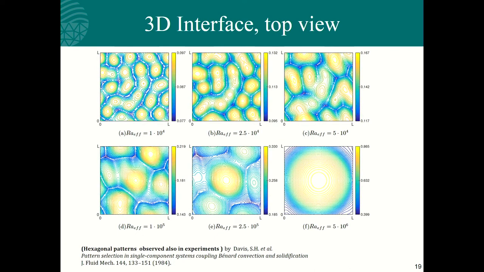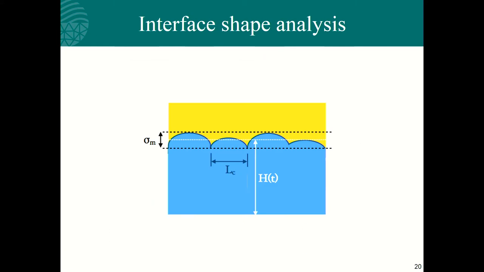Another thing that we can look at is the morphology of the interface. You see there is some kind of polygonal, hexagonal pattern in the interface, especially at the onset of convection. It has been said in experiments that it is kind of hexagonal. It's difficult to conclude this kind of hexagonal pattern. There are different kinds of polygons that I can see here, at least.